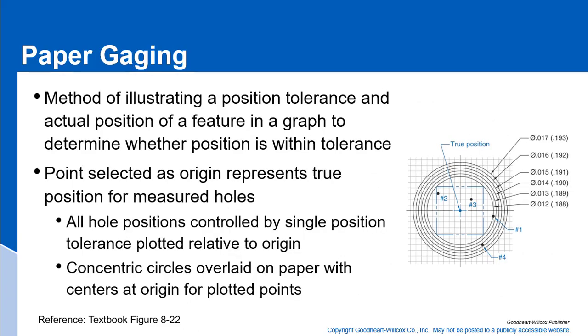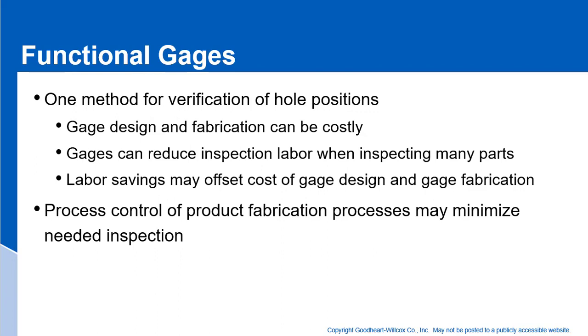The other way to check these would be with a functional gauge. That's another method for verification of hole positions. The gauge design and fabrication can be costly. Okay, so it could be costly to build a functional gauge to check the position of those 4 holes. Gauges can reduce the inspection labor when inspecting many parts. That's why you would do it.